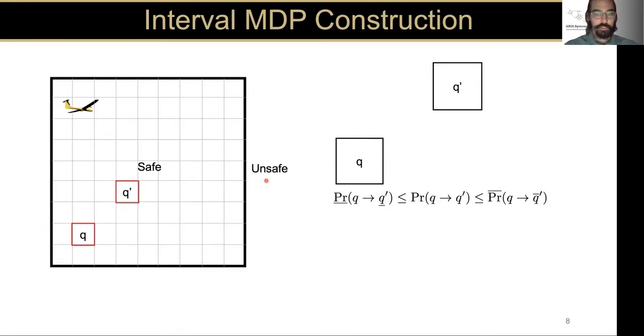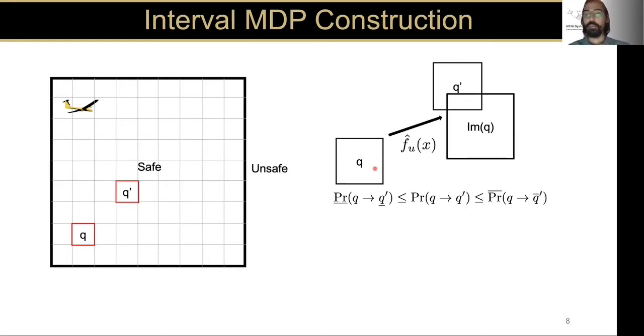So the next step is to consider how we transition from one discrete state to another. In general, we can't calculate the probability of transitioning from Q to Q prime because of the nonlinearities involved in all the uncertainties. So instead, we bound the transition probabilities to get a lower bound and an upper bound. To do this, first we need to come up with an approximation of the image of Q, or propagating Q through the unknown dynamics.